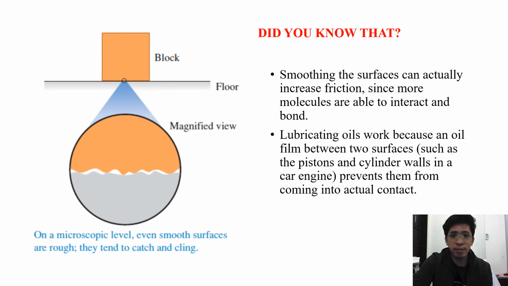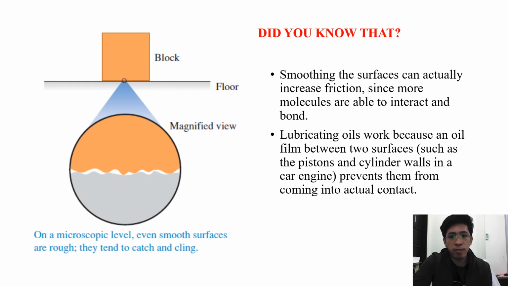Now, did you know that smoothing a surface can actually increase friction, since more molecules are able to interact and bond? As we said in the previous slide, friction arises from the intermolecular interaction between your two surfaces. When more surfaces are in contact, there is an increase in friction. So the more you smoothen the surface, the more you increase the number of surfaces that can come in contact with another surface, thus increasing friction.